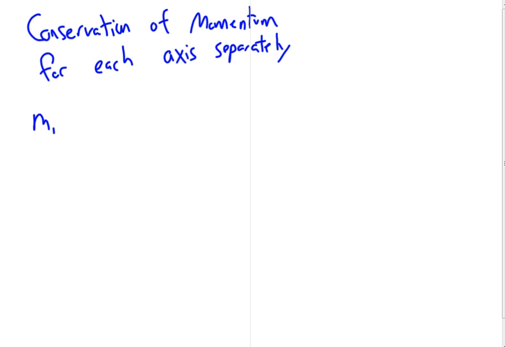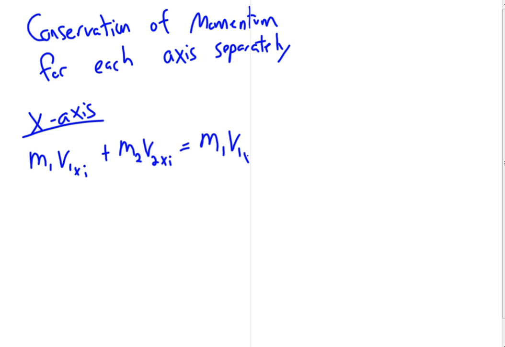So conservation of momentum for each axis separately. Just looking at the x-axis, we can say mass 1 v1 in the x direction initially plus m2 v2, this is of course all in the x direction, equals m1 v1 final plus m2 v2 final. Since the second object, that second puck, was not moving left or right, it was only going straight down, we know that this is actually 0. You can also look at that table that we just made.